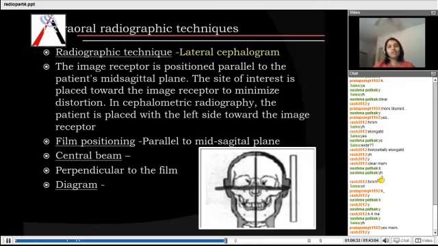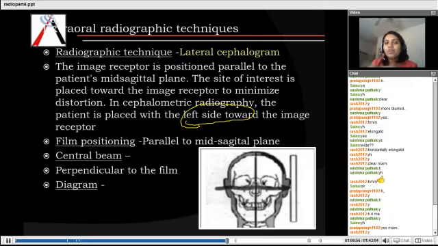Whenever we are taking a cephalogram to look into a particular pathology, the pathology will be on the contour side mein. But if we are taking it for cephalometric analysis, then the standard side we keep towards the image receptor is the left side.